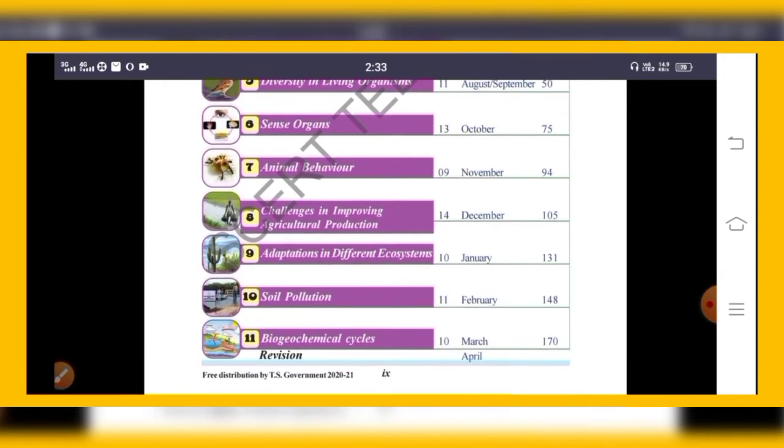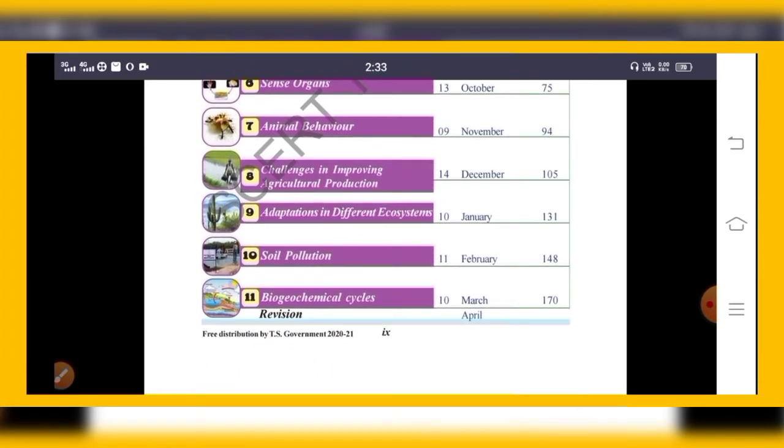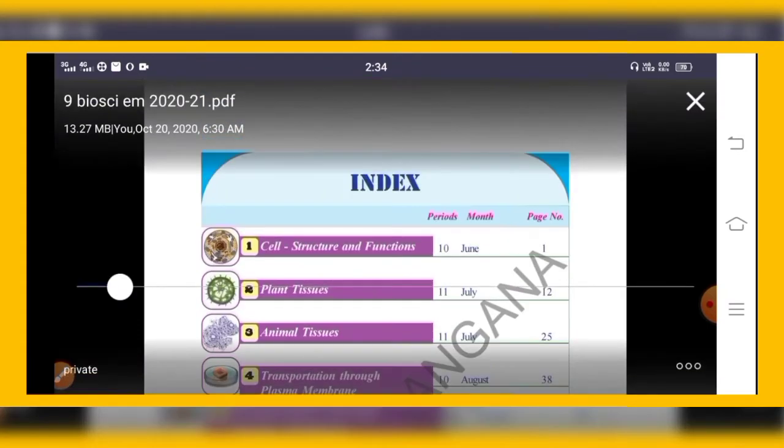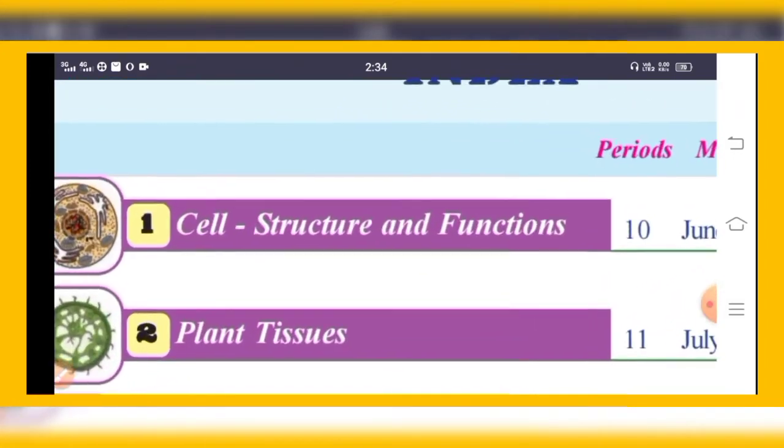Sixth, sense organs. Seventh, animal behavior. Eighth, challenges in improving agricultural production. Ninth, adaptation in different ecosystems. And 10th, soil pollution. And 11th, biogeochemical cycle. So now let us go to the introduction about the chapters.